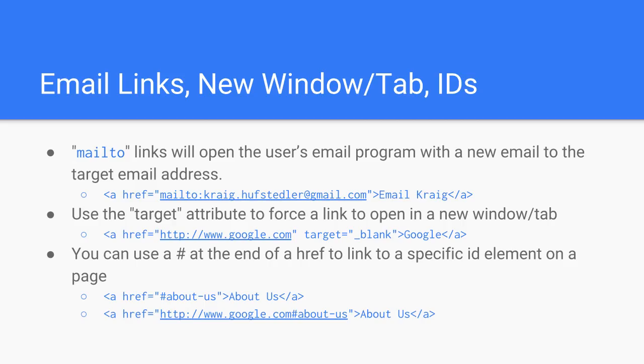Okay, email links. Mailto links will open a user's email program with a new email to the target address. So here we've got an href. To do a mailto link, we just do mailto: and then the email address. And then again, it's a normal link, so we can put whatever text we want inside of the link. When we click on that, it'll open our email program with the to address already filled in.